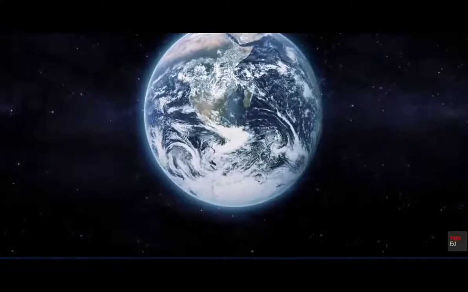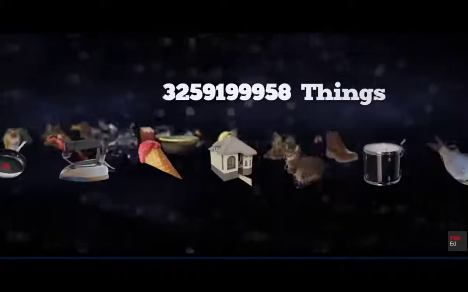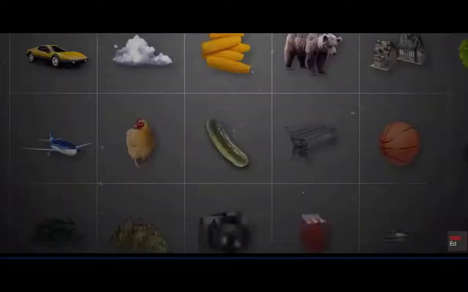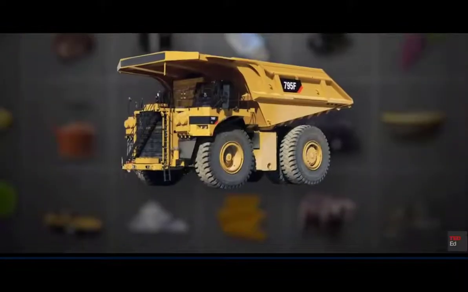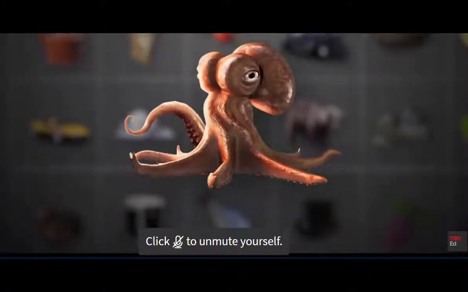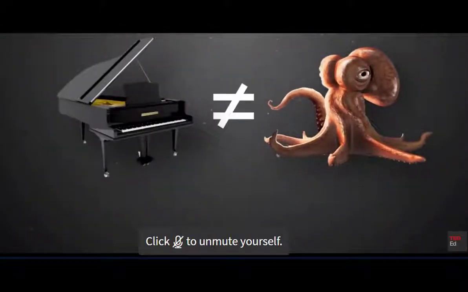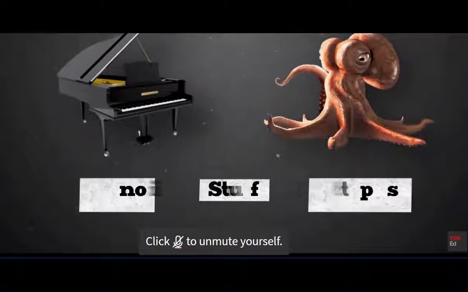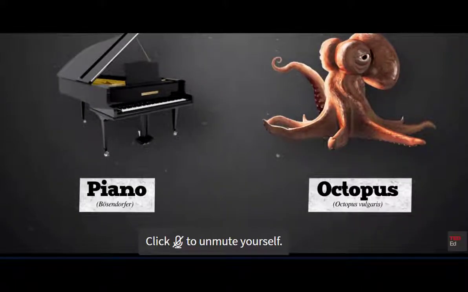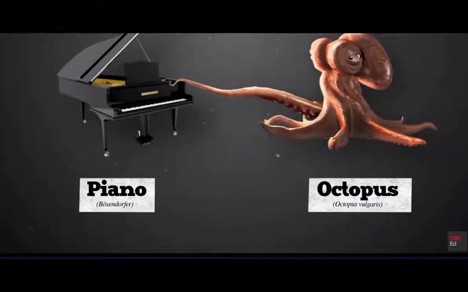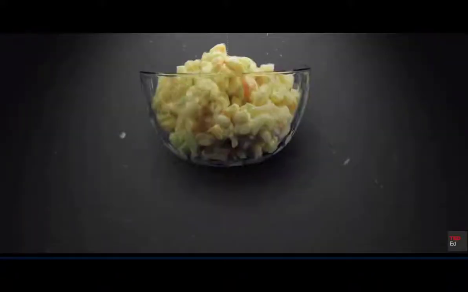The world we live in is made of things. Billions and billions of different things, like pickles and pianos, and dump trucks and octopi. And even though these things seem totally different, they're all made of the same stuff, just combined in different ways. To give you an idea of how this combining works, let's take something apart. Let's start with this bowl of macaroni salad.